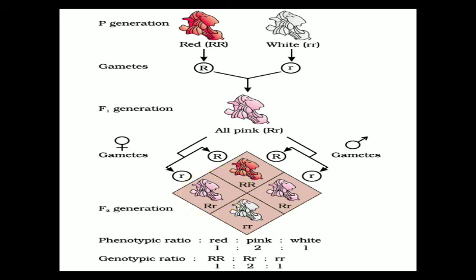In case of incomplete dominance, neither is capital R completely dominant over small r, nor is small r completely recessive to capital R. That's why in the F1 progeny, the genotype capital R, small r will produce a pink flower.